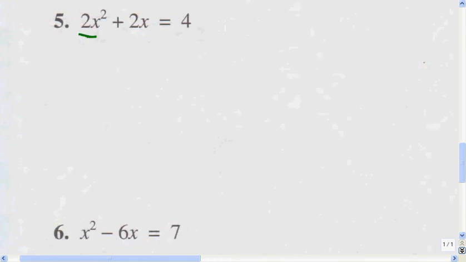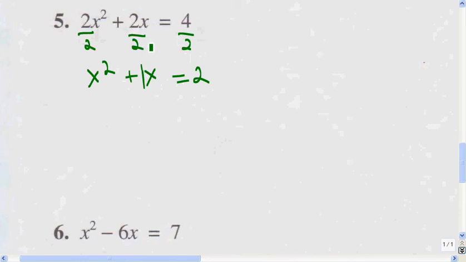Remember, we've got to get rid of the coefficient of x squared. You can't solve this equation without doing that first. So the way we do that is by dividing everything by that coefficient. What we're left with is x squared plus x equals 2. Then since there's no number in front of x, that means it's 1. It's 1x, right? It's obvious.